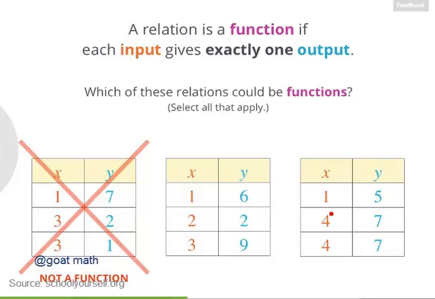And in the third table, an input of 4 gives you an output of 7, and then another input of 4 gives you the same output of 7. If you got a different output in this row, something other than 7, then this would not be a function. But because these two outputs are the same, this table can be a function.